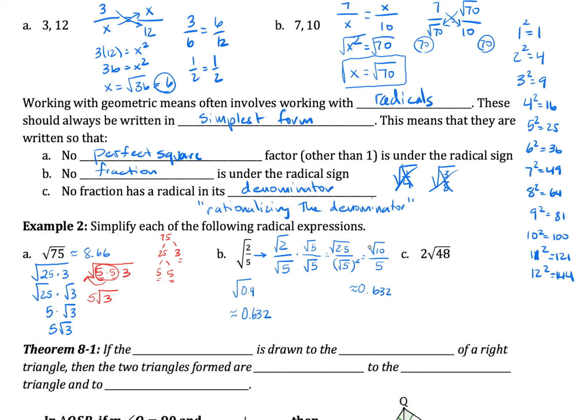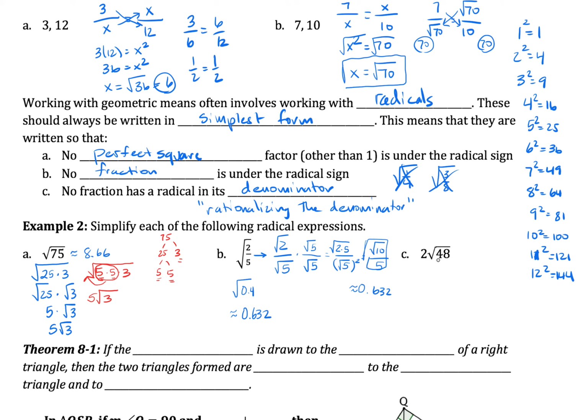So if there was a 10 outside the radical, I could do that. I could divide this 10 that's outside the radical by 5 and this by 5, but with the 10 underneath the radical, I can't do that. So square root of 10 over 5, that is my simplified version of the square root of 2 over 5.